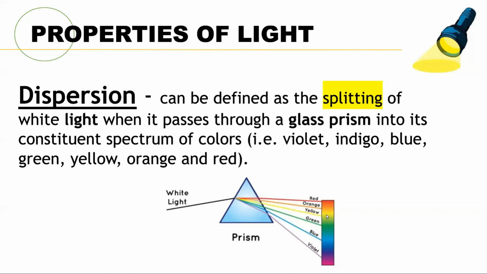So how can you identify among these colors which has the highest frequency, has the highest energy? You will identify kung asa sila ang pinaka nag-bend. So as you can see here, violet has the greatest bend, siya ang pinaka nag-bend. So that means violet has the highest frequency and highest energy. The lowest is the red. Okay? Kaya wala kasi nag-bend eh.